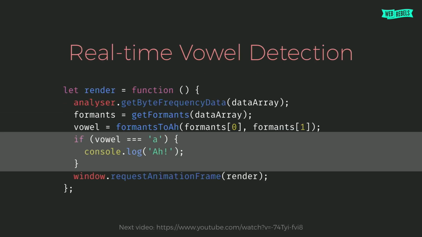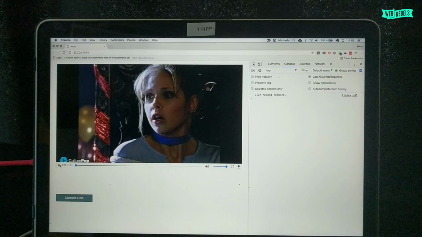Now, within the render function, I can check if a vowel was detected, and this is the point where we would later have to trigger the vibrator by writing to the characteristic. But first, let's take a look at the video and see how it works.